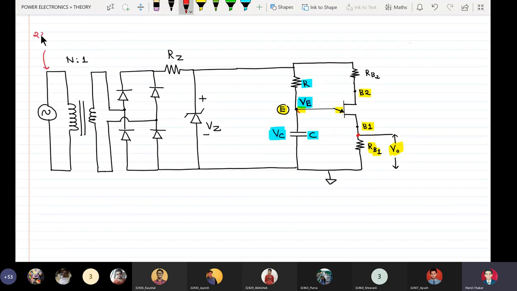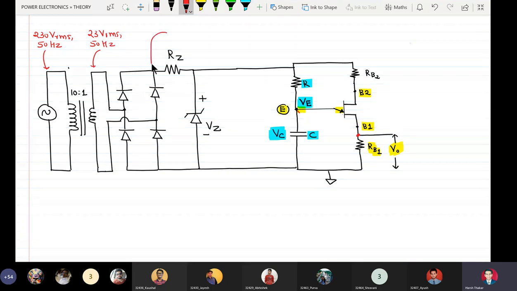Say for example, if this is 10 is to 1, suppose it's 20 is to 1, 5 is to 1. So here I have 23 volts RMS, 50 Hertz.